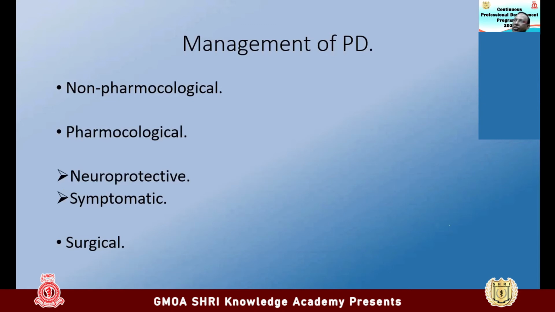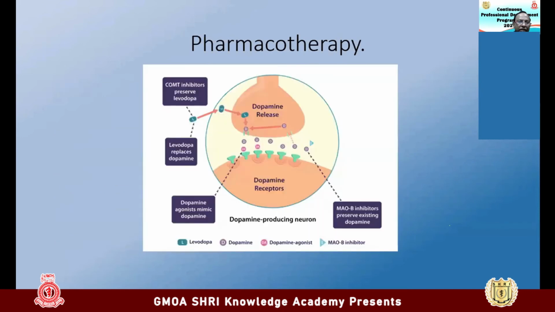Third option is the surgical option. There are surgical options which we call functional neurosurgery, as well as open neurosurgeries. Functional neurosurgery is the most widely used at the moment, what's called deep brain stimulation surgery. It's not available in this country at the moment, right? So these are the 3 things: non-pharmacological, pharmacological, and surgical.